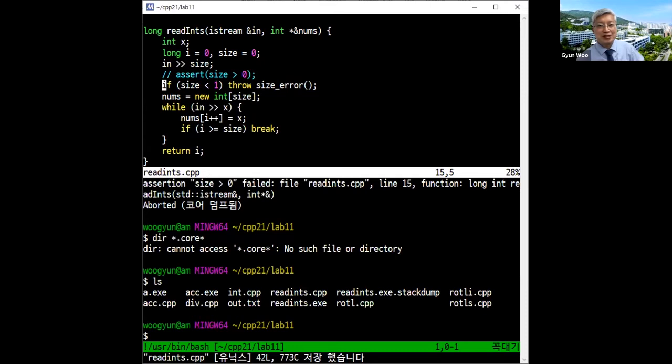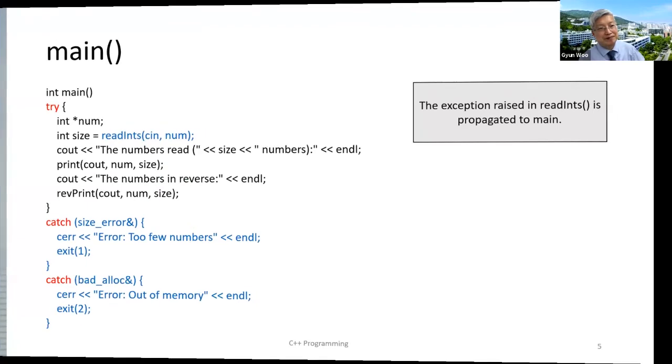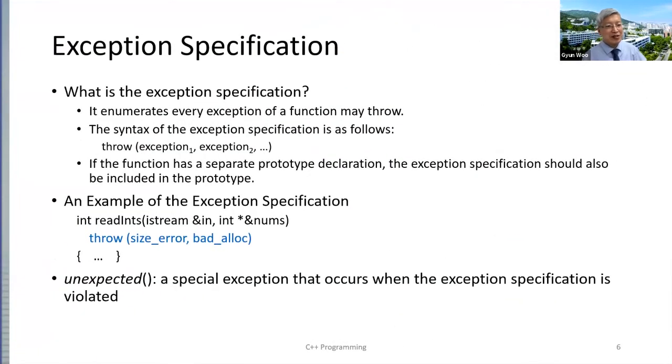No questions? So let's go back to the slideshow. So the exception is transferred from your readings to main. And exception specification is that you may want to specify my function is throwing some kind of exception. So this is important for the robustness of your code.